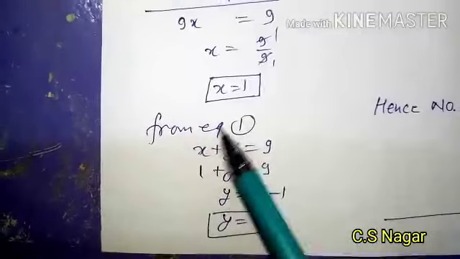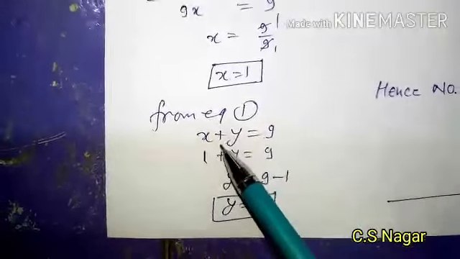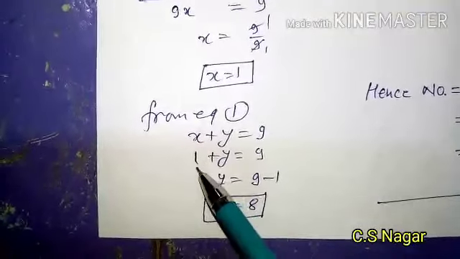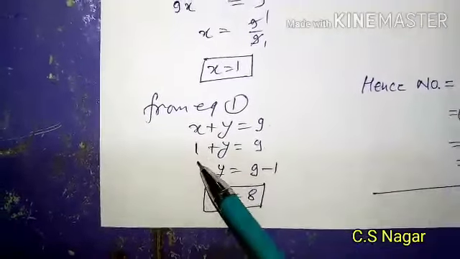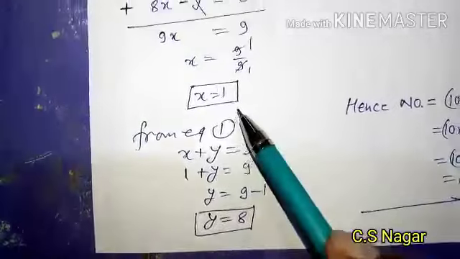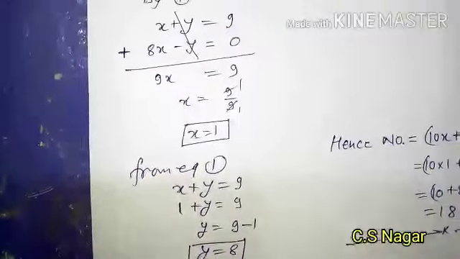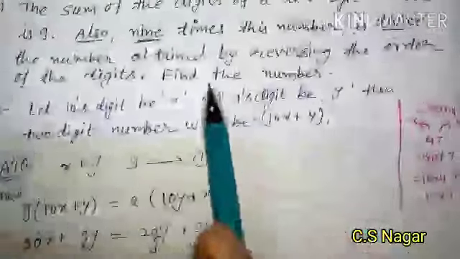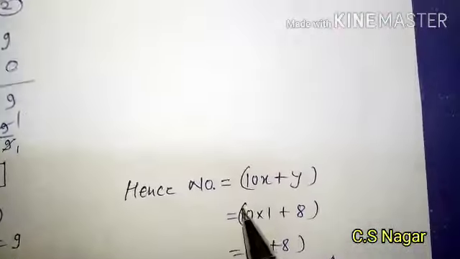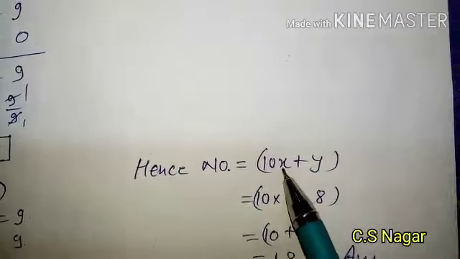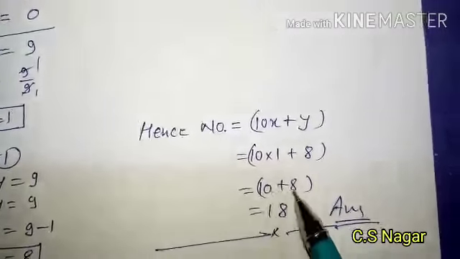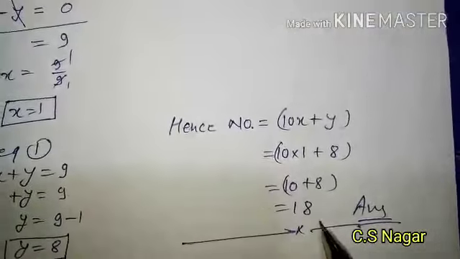Now put this value in equation number 1. So equation number 1 is x plus y is equal to 9. In place of x, write 1. So 1 plus y equal to 9, and 1 transfers to the right side. So y is equal to 9 minus 1, that is 8. So x is equal to 1 and y is equal to 8. But our question is, find the number. The number will be 10x plus y. Here x is 1 and y is 8. So 10 into 1 is 10, and 10 plus 8 is 18. So our number is 18.